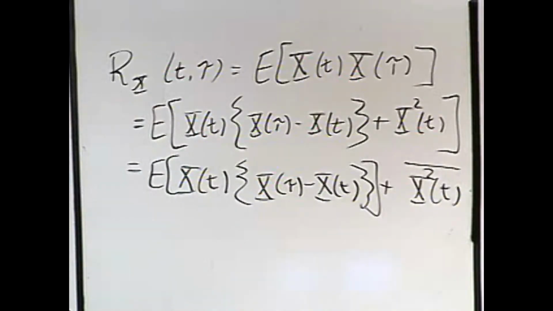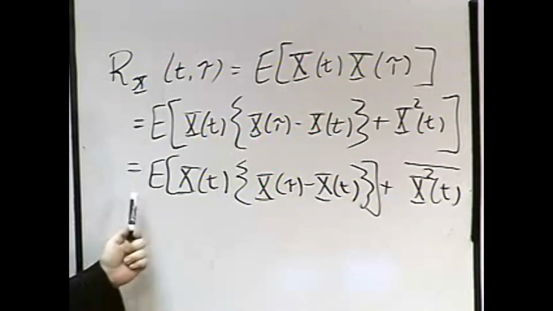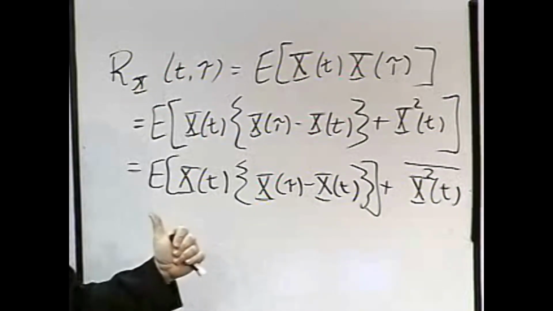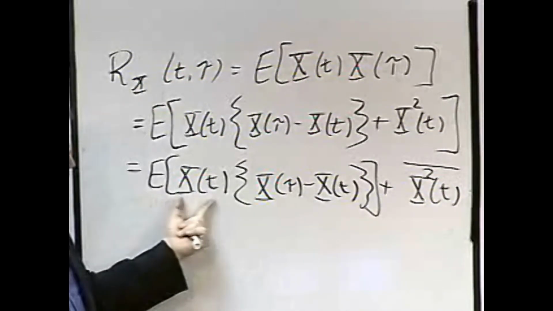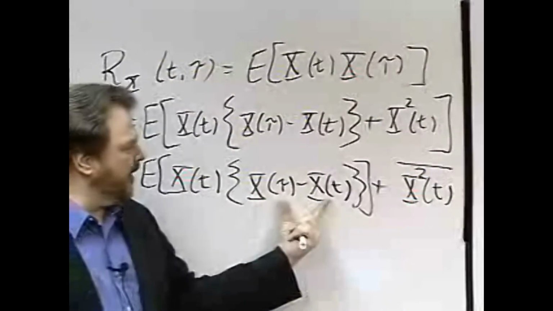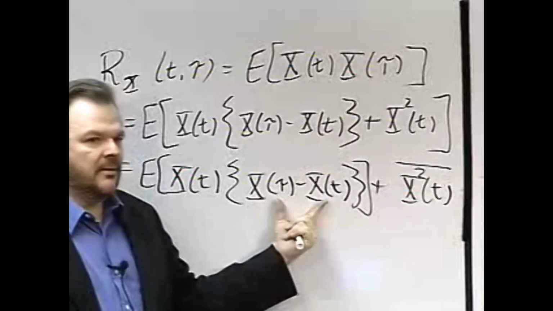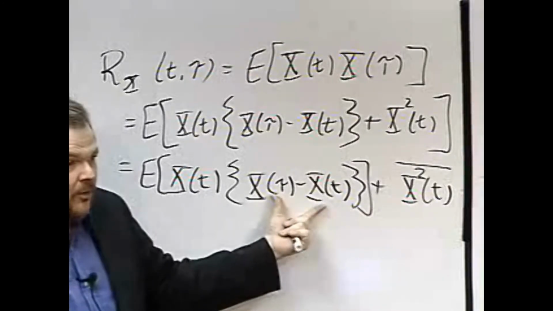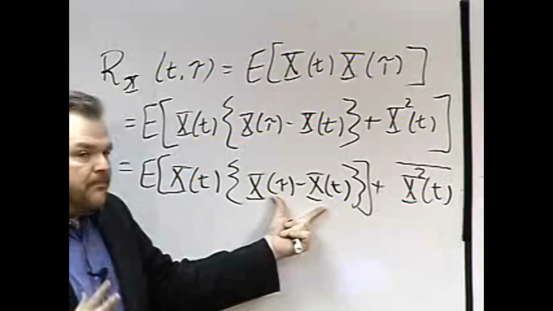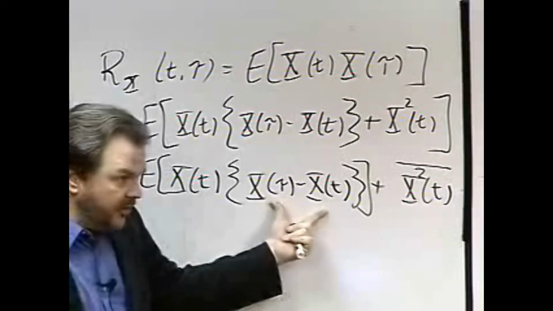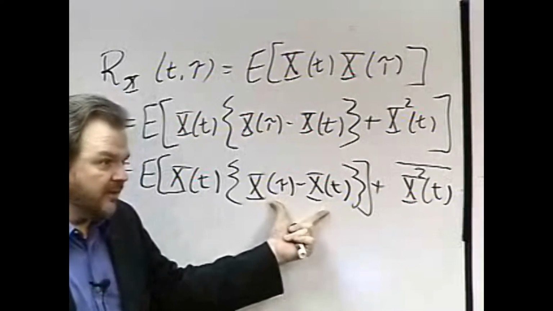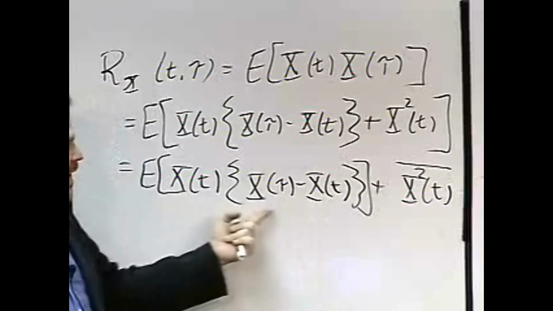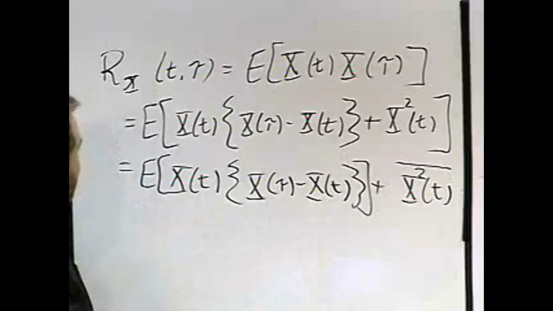Right? And secondly, we have the expected value of this expression. What do we know from the previous board of x of t and the random variable x of tau minus x of t? They're independent of each other, right? They're independent, just like they were over here. And for independent random variables, the expectation of the product is the product of the expectation. Sounds like double talk, but it does mean something. The expectation of the product is equal to the product of the expectations.